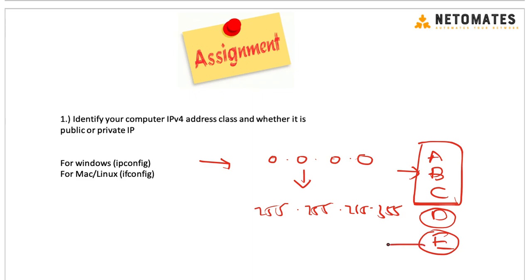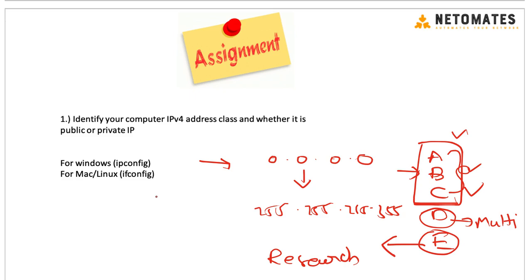And what is the purpose of class E? Class E is for research purposes only. It is not used for any production or real-time networks. Class D is for multicast. You should see your IP falling in one of these classes, and you should be able to identify whether your computer has a class A, class B or class C IP, and also whether it is a public IP or a private IP. So that is the assignment for this class.